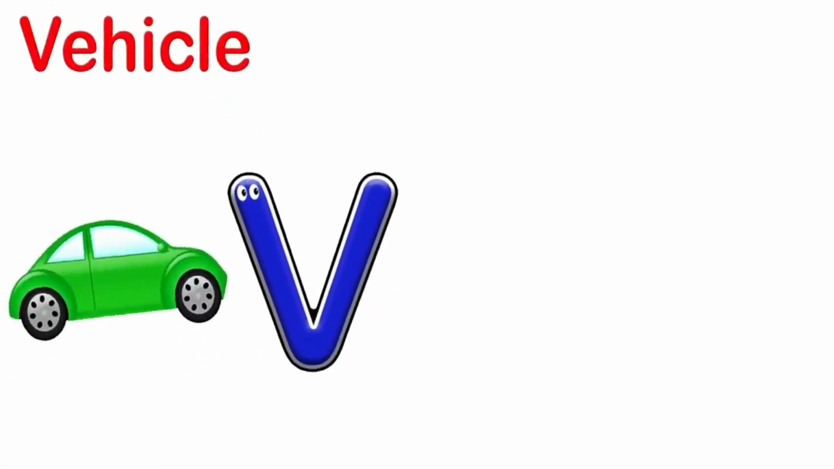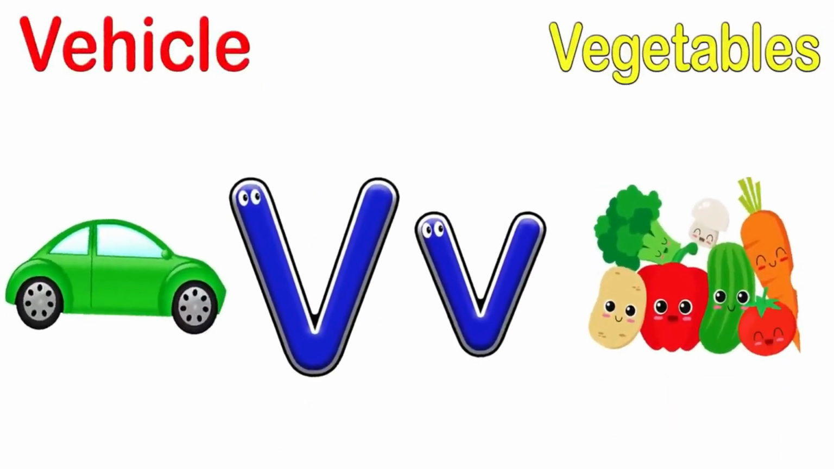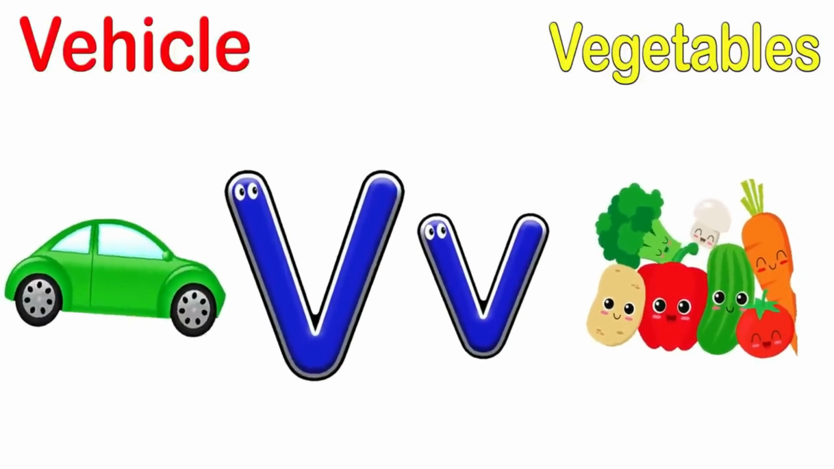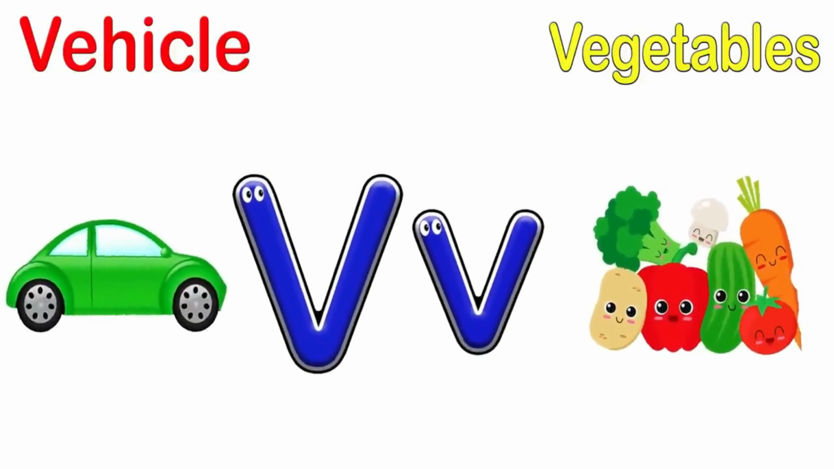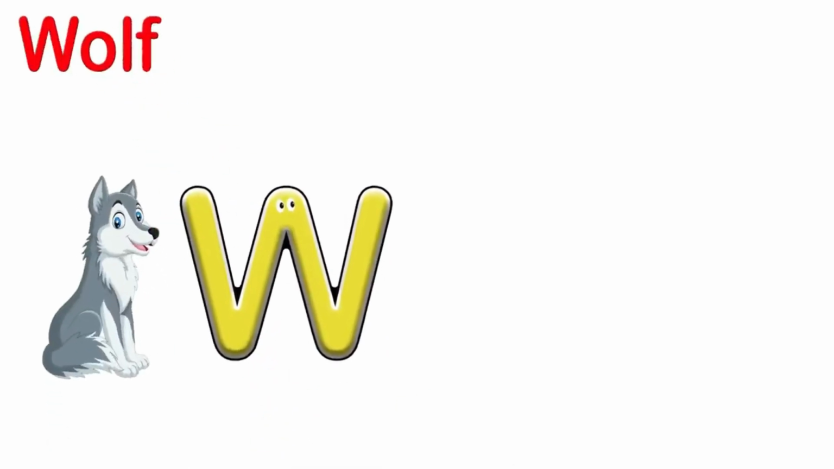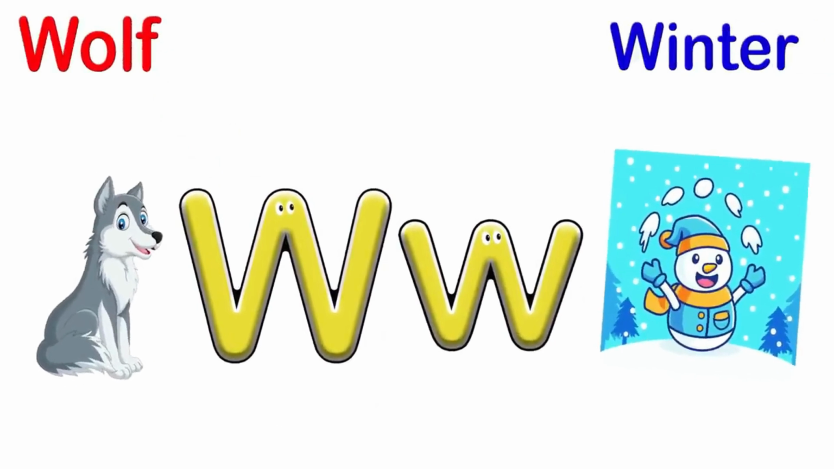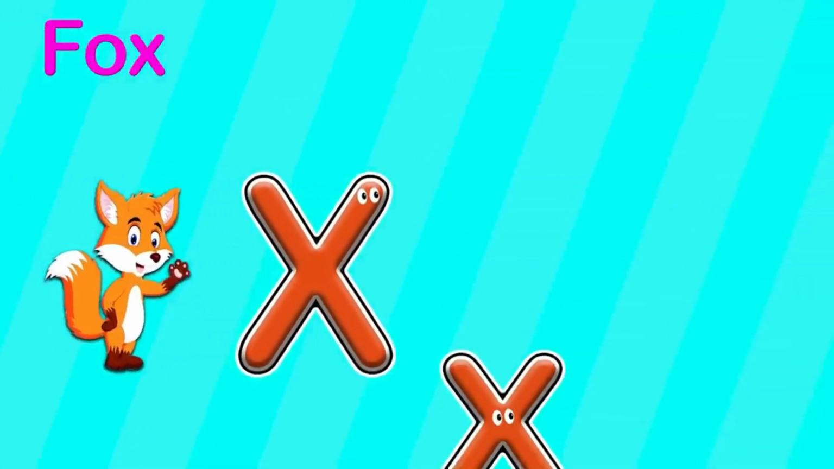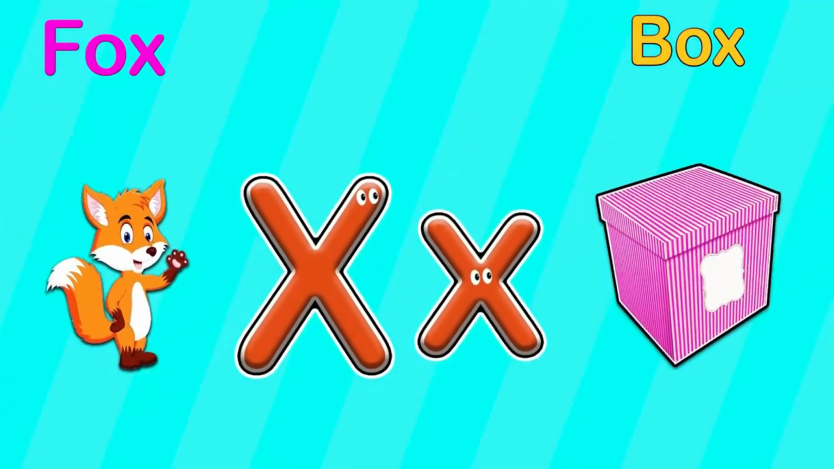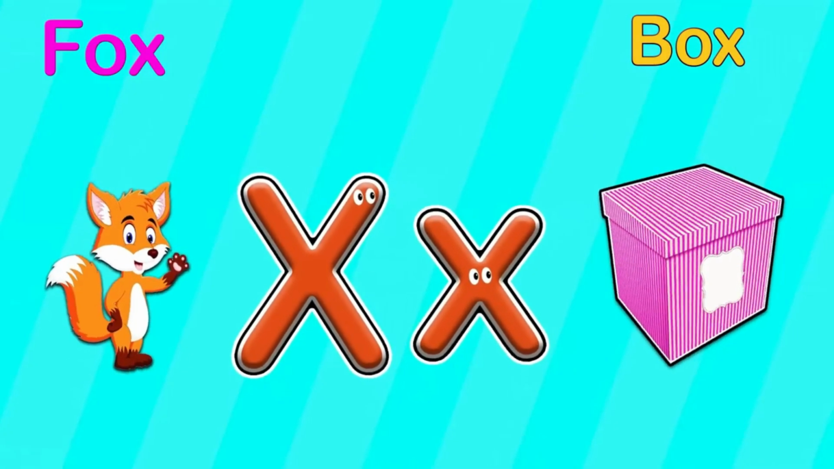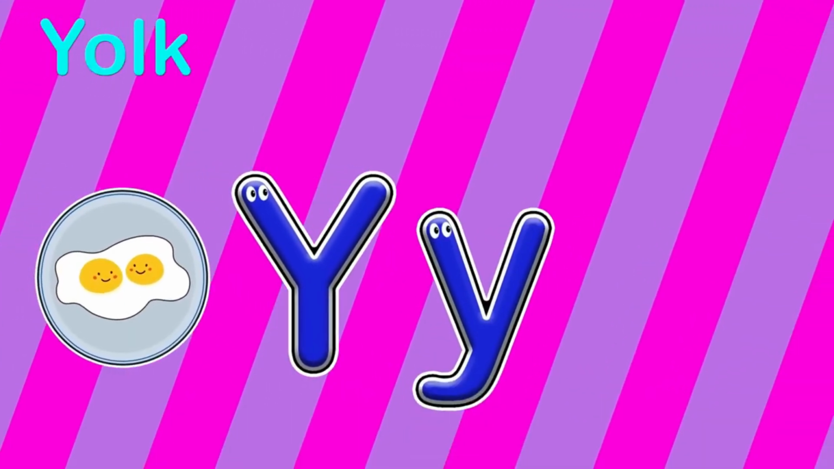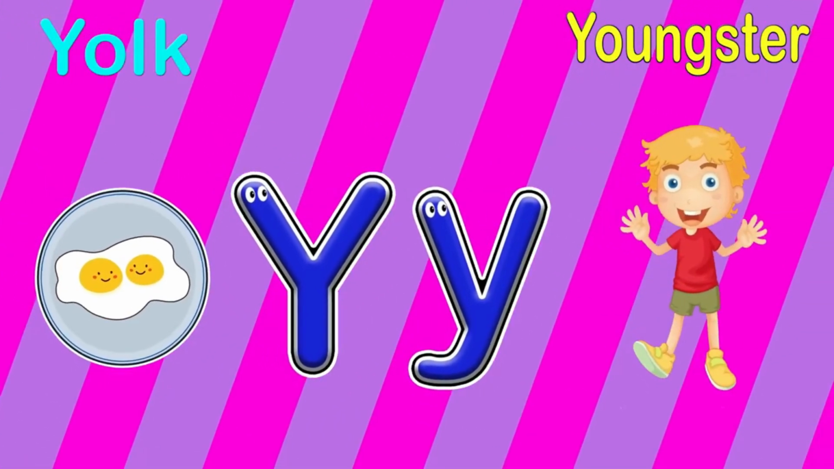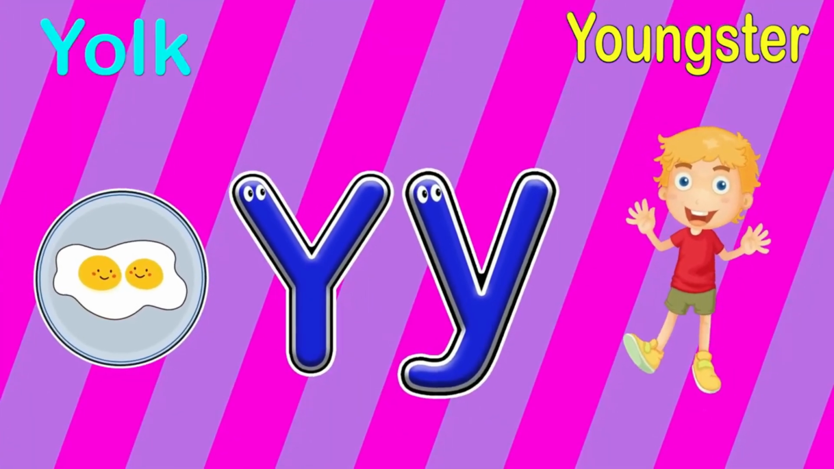V for vehicle. V for vegetables. Vehicle and vegetables. V, v, v. W for wolf. W for winter. Wolf and winter. W, w, w. X for fox. X for box. Fox and box. Y for yoyo. Y for youngsters. Yoyo and youngsters. Y, y, y.